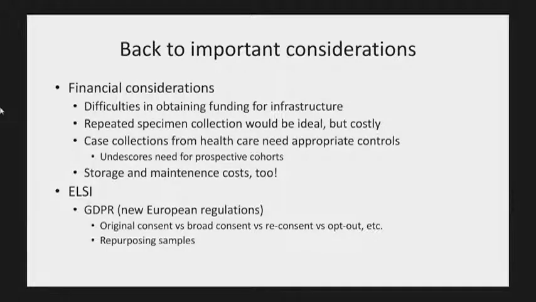And certainly there are financial considerations as well. It is difficult to obtain funding for infrastructure, and certainly biobanking and biospecimen collections are an infrastructure. Repeated specimen collection would be ideal, but it is costly. And case collections, on the other hand, from healthcare might be readily available, but they already perhaps have the disorder in question, and they certainly need appropriate controls.